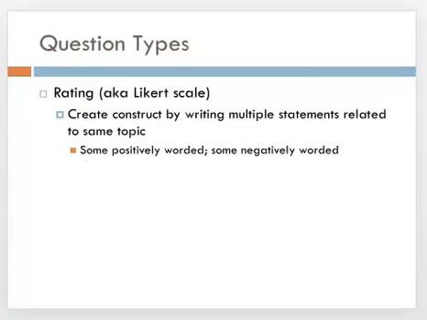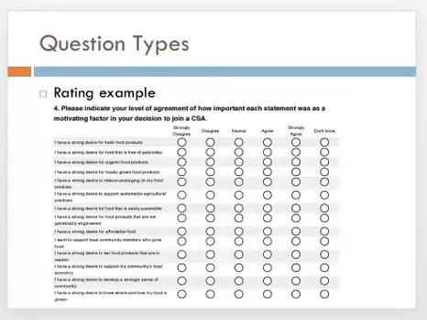Likert scales are frequently used to create a construct. And that's when you write multiple statements that are all related together, measuring the same topic, using the same scale. An example of this would be, please indicate your level of agreement of how important each statement was as a motivating factor in your decision to join a CSA. And we have a scale going from strongly disagree to strongly agree, and then a don't know option for options that aren't relevant or applicable to them.